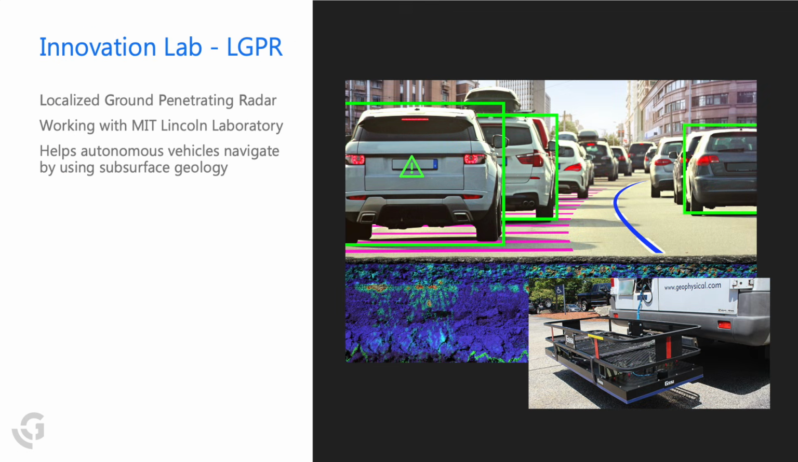GSSI is always looking for new ways to use GPR. Recently, we've worked with MIT to develop a system we call localized ground penetrating radar. Using an array of antennas, we're able to create a subsurface fingerprint of roadways. This fingerprint can then be used with other autonomous features in vehicles for localization.